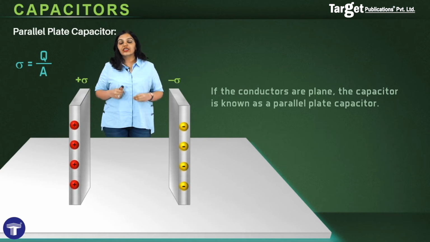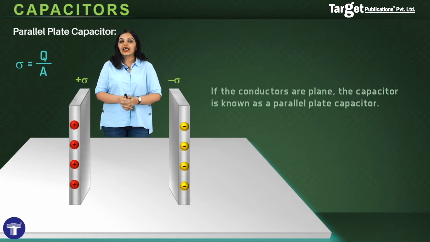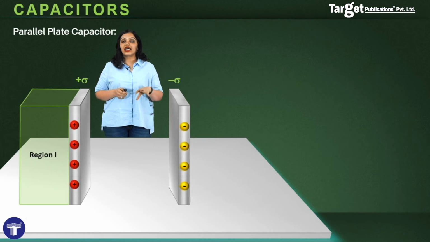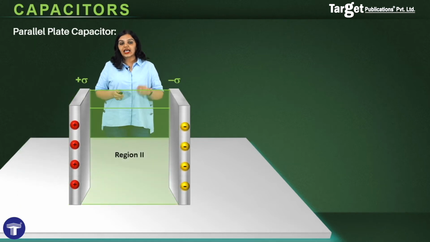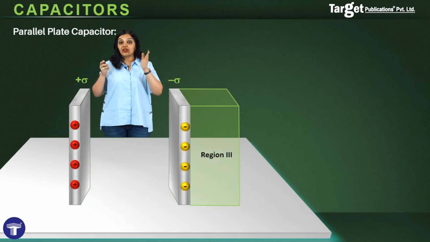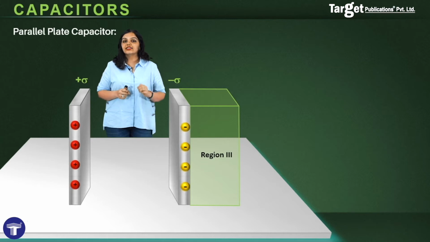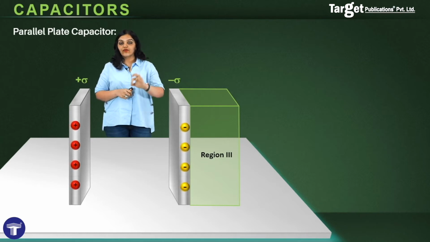Now what I want to do is find out the capacitance of a parallel plate capacitor, and to do this I have to analyze the effect of the plates in three regions of the parallel plate capacitor. So region 1 is the region which lies to the left of the positive plate, region 2 is the region lying between the plates, and region 3 is the region lying to the right of the negative plate. So now slowly I will start analyzing what is the effect of the electric field due to these two plates in each of these regions.